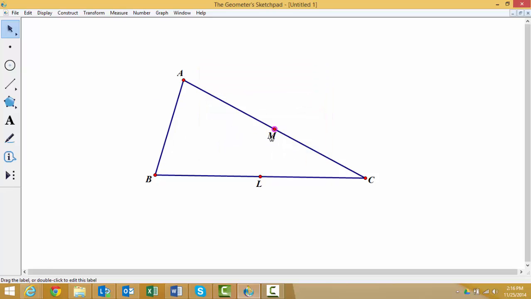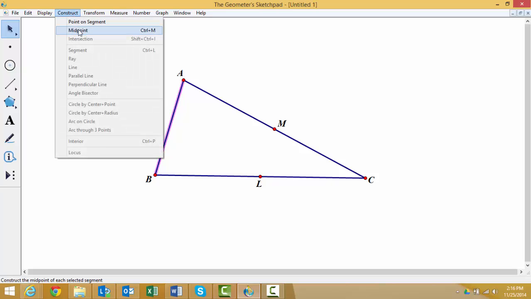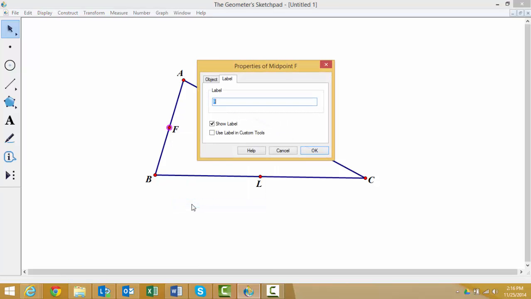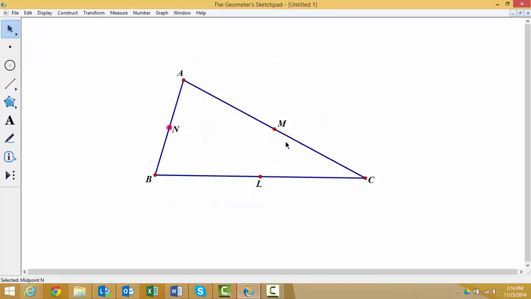And then I really want to move this outside like that. Okay, you can do that. And then let me pick AB, construct the midpoint, and let me call that N. Again I'm going to move this outside like that. Next thing I'm going to do is join these midpoints L and M and N, and then I'm going to join N and L.